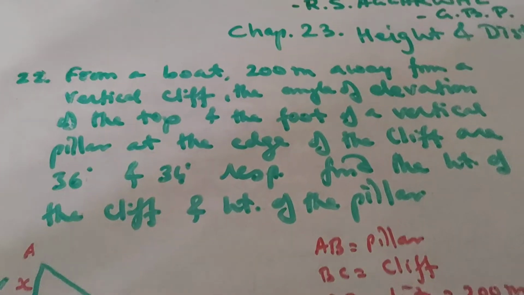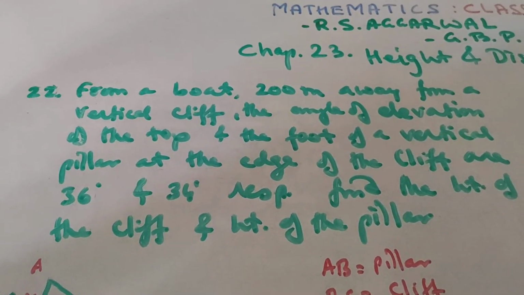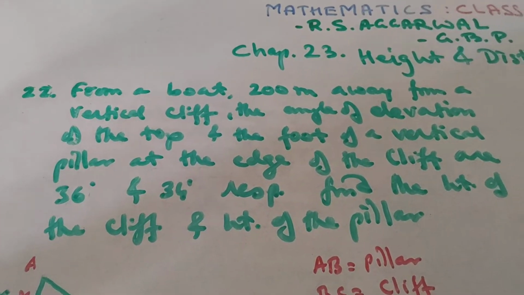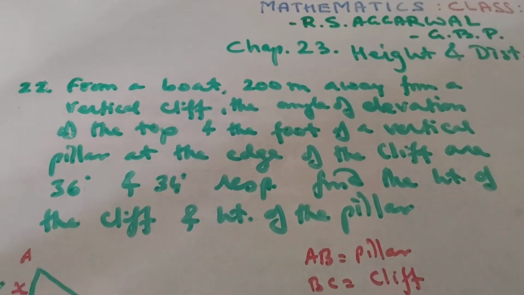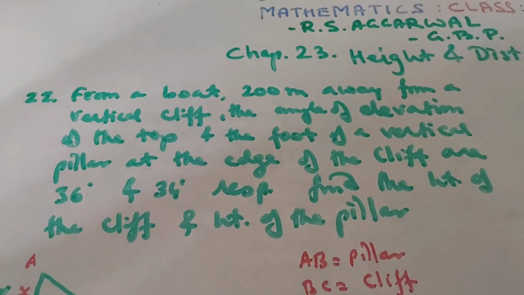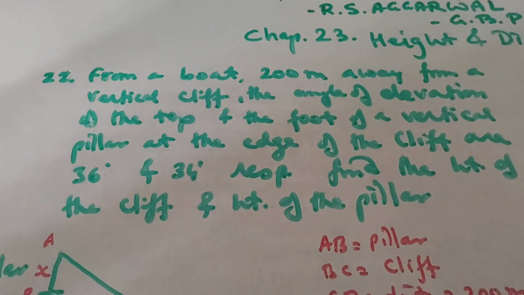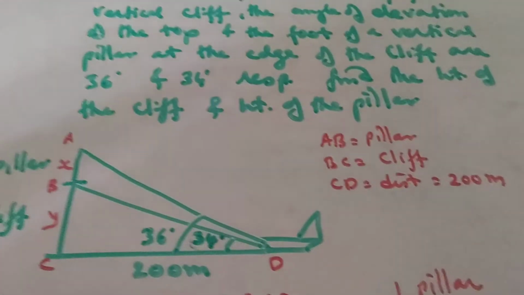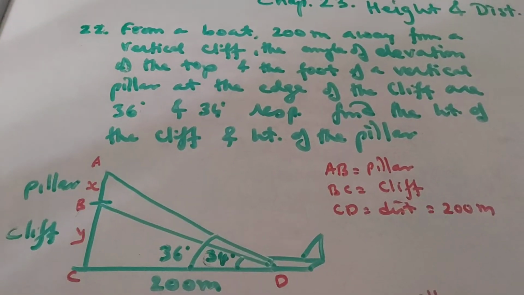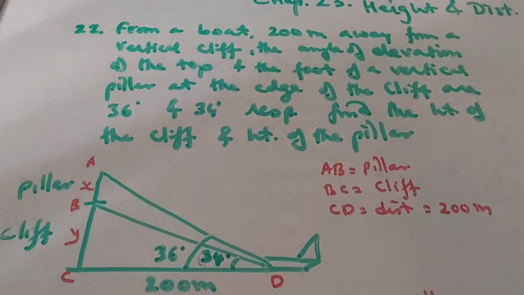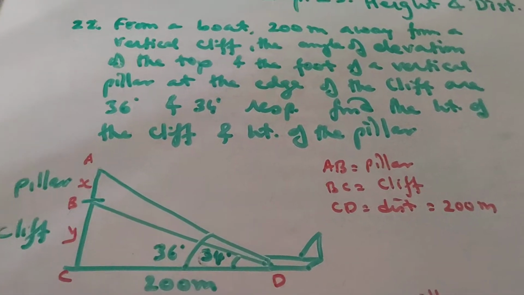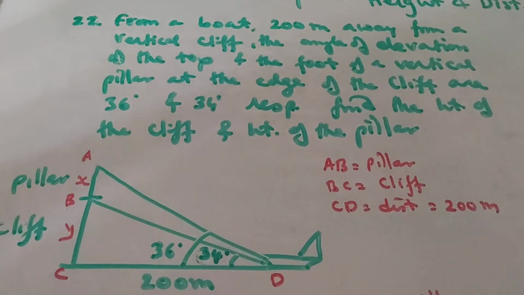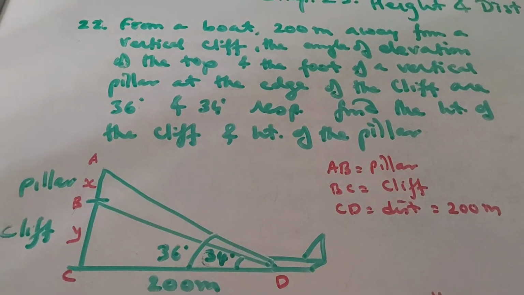Sum number 22. From a boat 200 meters away from the vertical cliff, the angle of elevation to the top and the foot of the vertical pillar at the edge of the cliff are 36 degree and 34 degree respectively. Find the height of the cliff and the height of the pillar. Here I have drawn the figure. Please make sure that you draw the figure every time whenever you have to do this problem, sums of height and distances in trigonometry. That makes it easy to solve the sum.